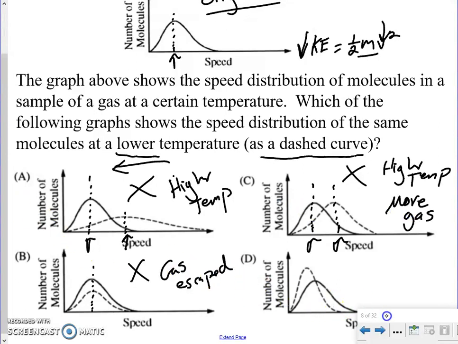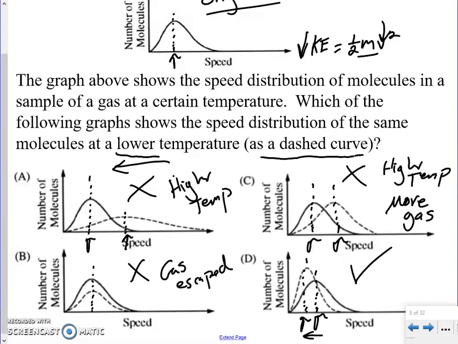And let's check out D. Okay, we have our original right here, and we have our new right around there. So we do see that decrease in speed. Okay, so we see that lower temperature. Also notice what happens is we end up with a higher hump. Why are we ending with that higher hump there? Well, because again, we're squishing the curve and moving it up, keeping our number of molecules the same, because we're keeping the sample the same. So our answer here would be D.